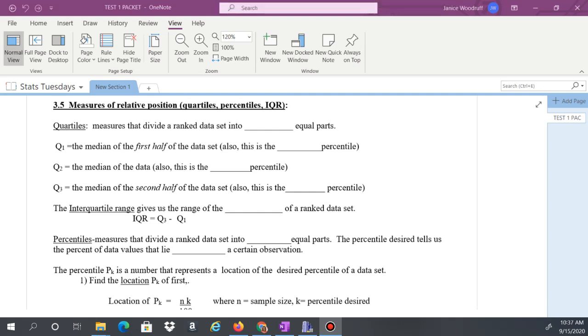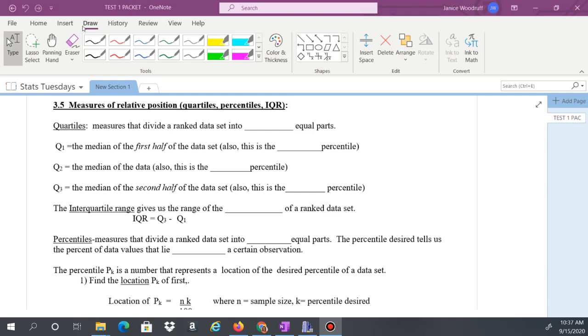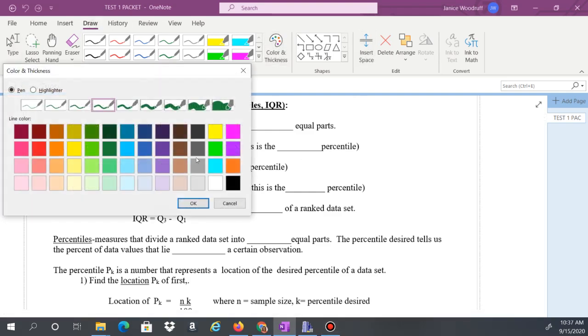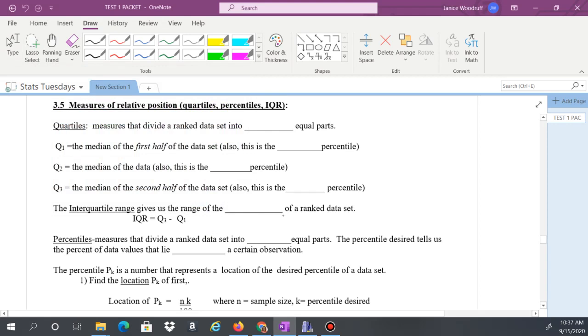Of 3.5 and 3.6, so just measures of position in a data set. All right, so quartiles. Quartiles are measures that divide a ranked data set into 4 equal parts.